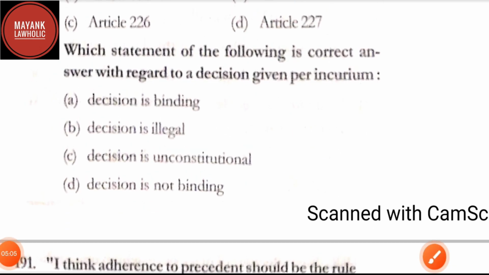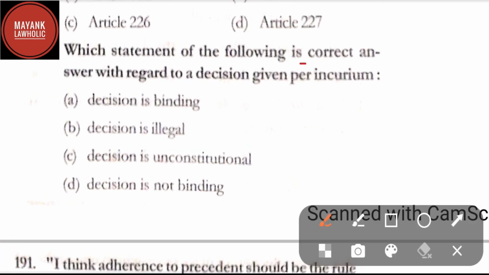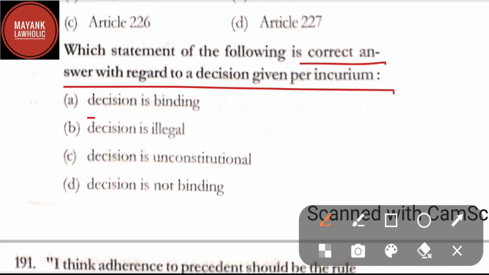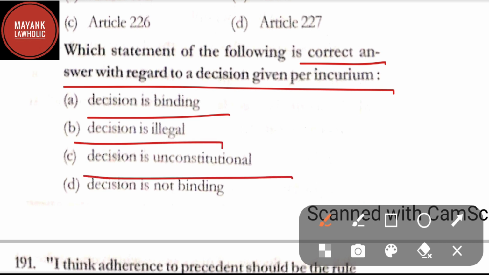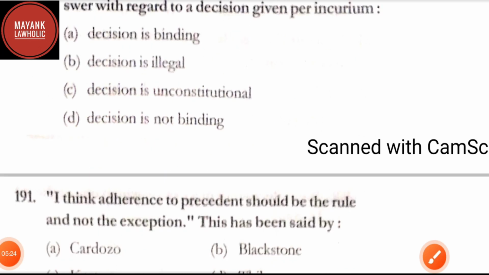Question number 190. Which of the following statements is correct with regard to a decision given per incuriam? Option A, decision is binding, option B, decision is illegal, option C, decision is unconstitutional, and option D, decision is not binding. In question number 190, the correct answer is option D, that is, decision is not binding.